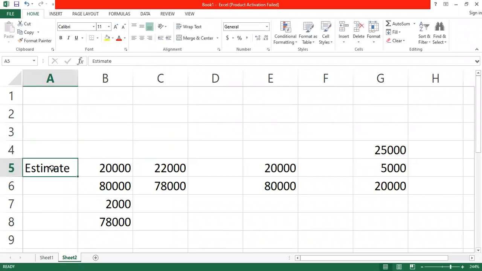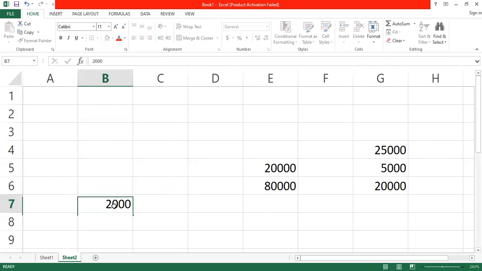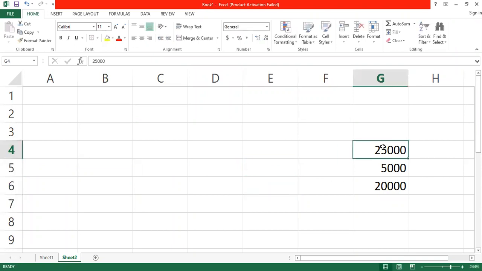Under provision is where your estimate is lower than the tax that you're supposed to pay. That is under provision. But over provision is where your estimate is higher than the actual tax that you pay.